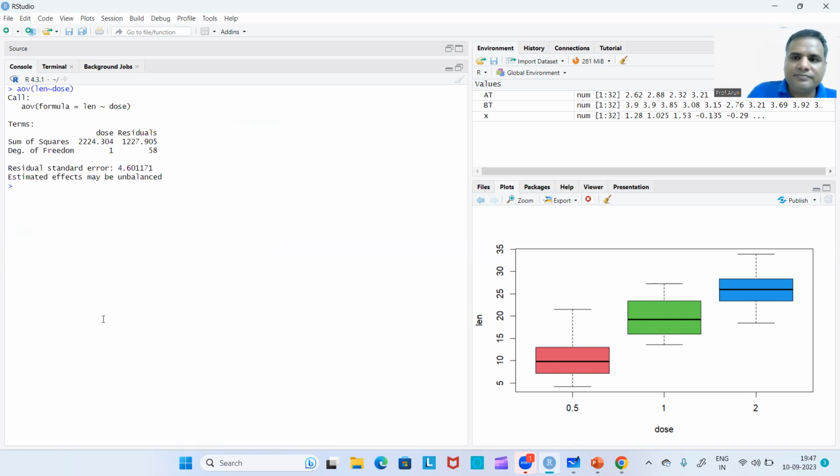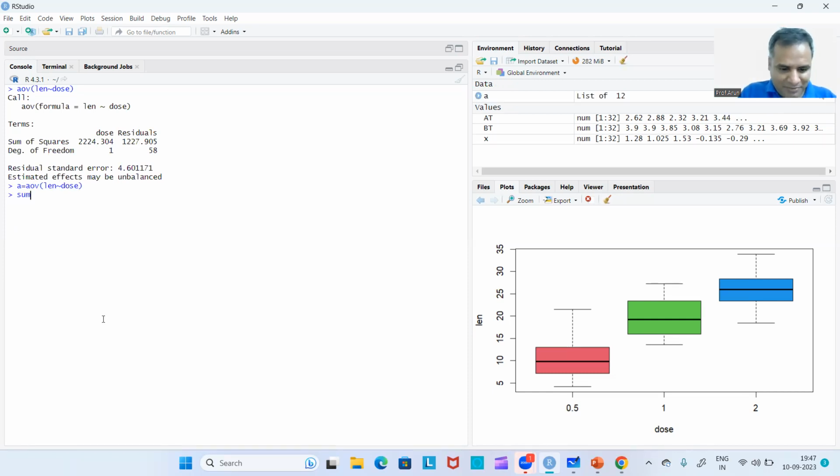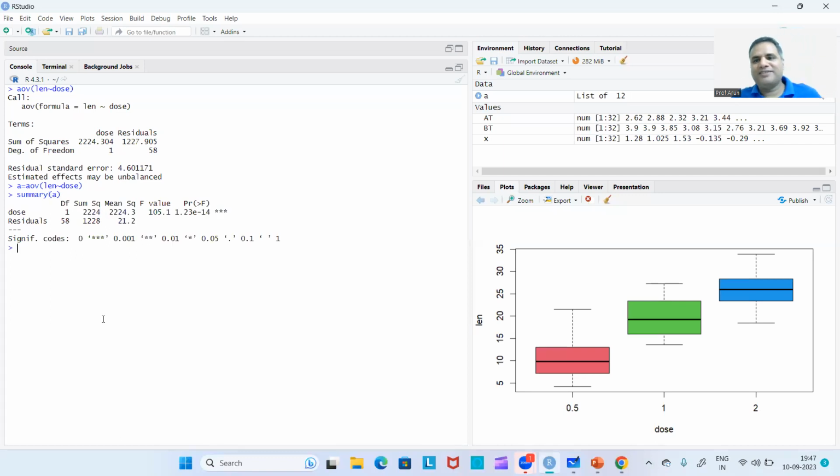Can you interpret? You can't interpret anything, because I have to save this in a vector A, and then I need to run summary. Now you can interpret.